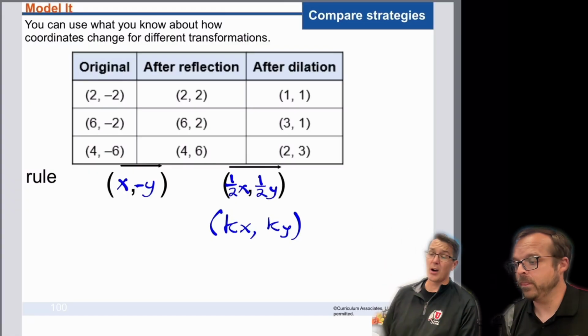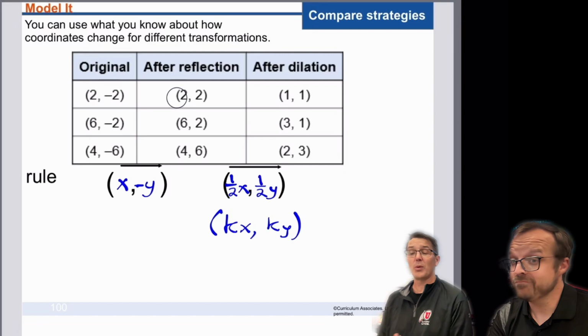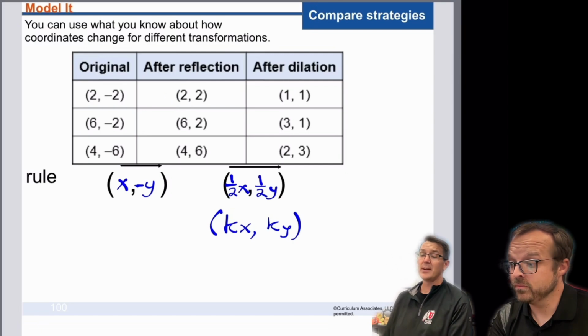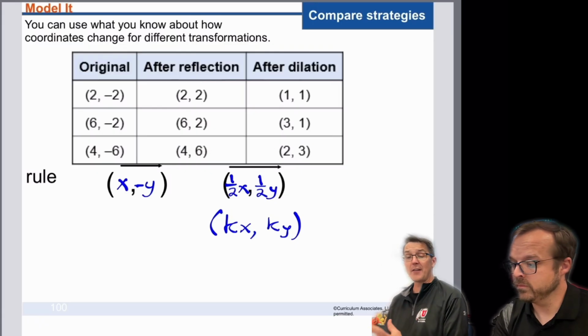So we take our points from after the reflection and multiply each coordinate by 1/2. Half of 2 is 1 and half of 2 is 1. Half of 6 is 3 and half of 2 is 1. Half of 4 is 2 and half of 6 is 3. And now we have the new points.